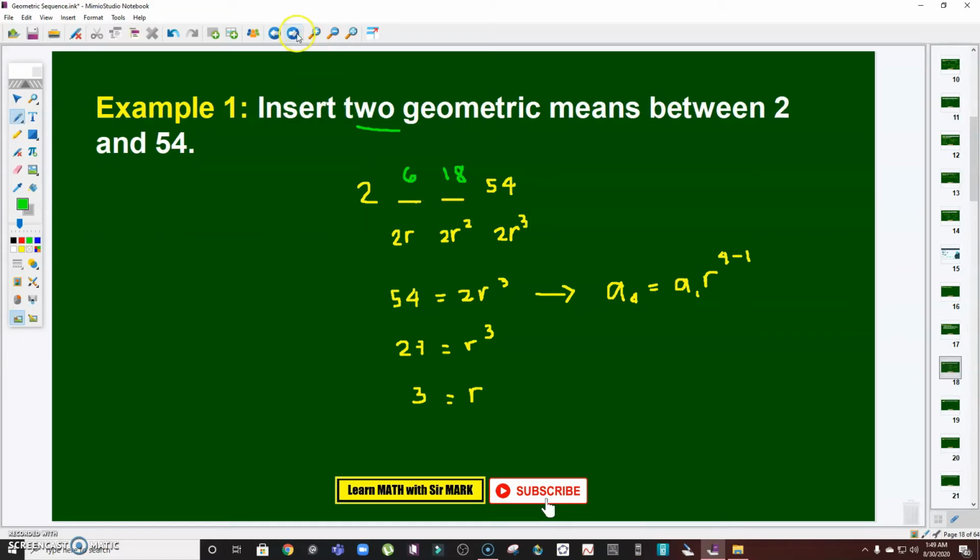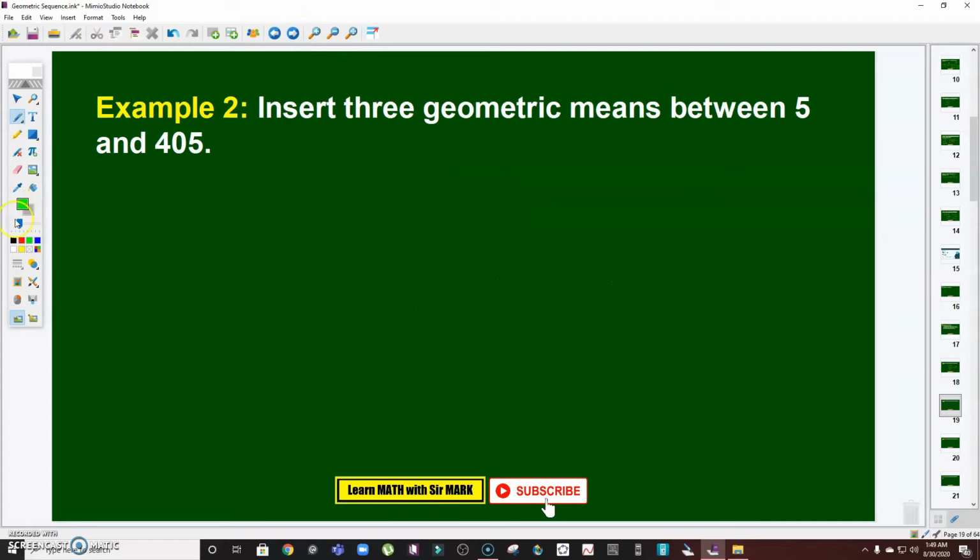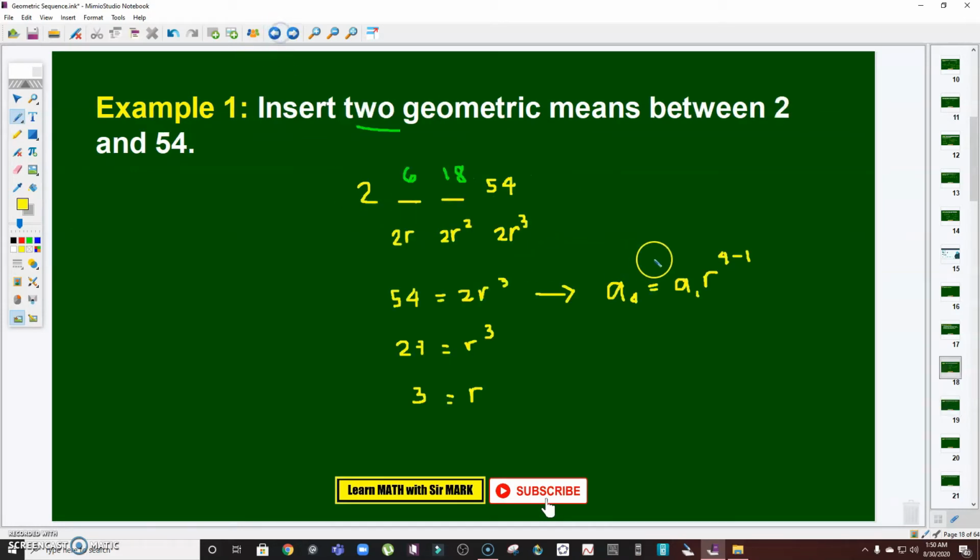Next, let's have problem number 2. This time, we're going to insert three geometric means between 5 and 405. So, same procedure. My first term is 5. My fifth term is 405. So I'll just use the formula, like what we did earlier.